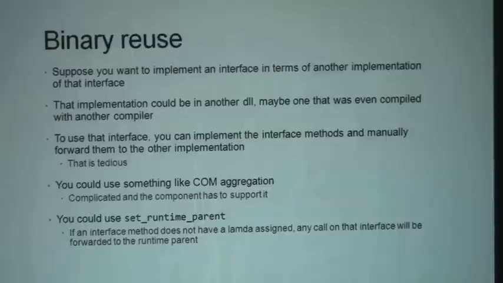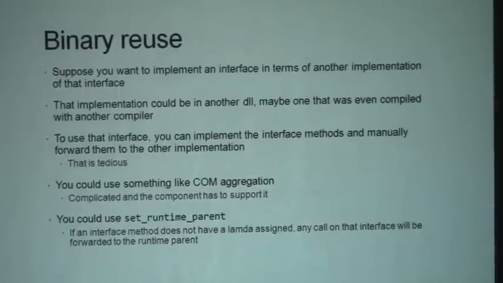Binary reuse. Suppose you want to implement an interface in terms of another implementation of that interface. The implementation could be another DLL or possibly one that was compiled with another compiler. How do you do that? Well, a couple ways. One thing, you can implement all the interface methods and manually forward them on, right? But that gets tedious. Anybody use COM aggregation? Complicated, and the component already has to support it.